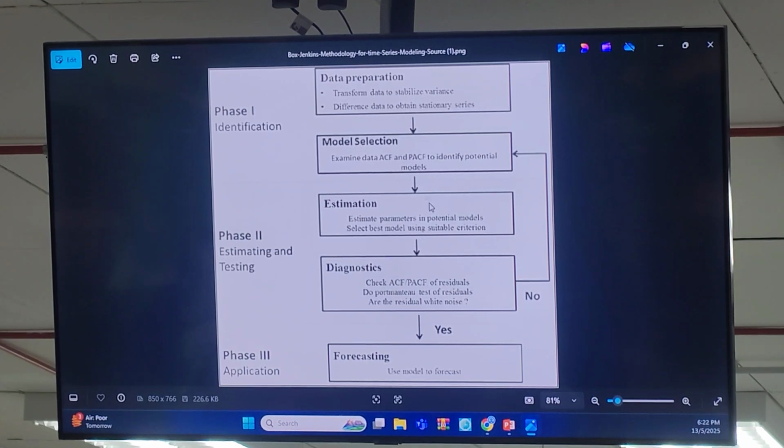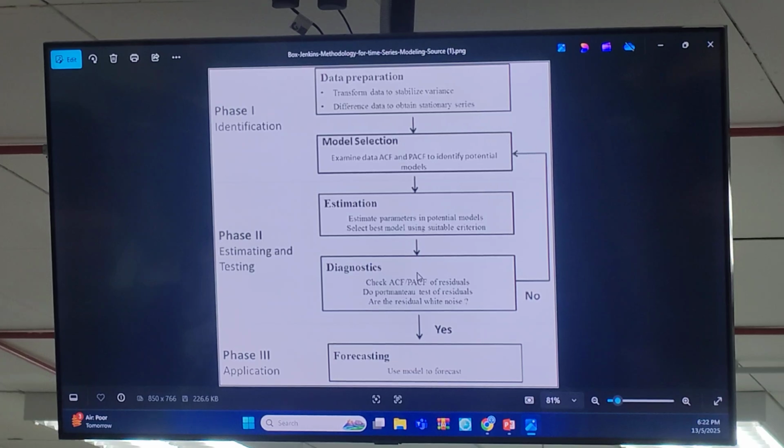If you have more than one model, you can select the model using suitable criteria like AIC or SIC. After that, you have to check not only the ACF based on the residuals, but as I explained before, you also need to check invertibility as well as stationarity. If it is a moving average model, we check for invertibility. If it is a pure AR model, we check stationarity. For a mixed model, you have to check both. If there is an MA component, you have to check invertibility.